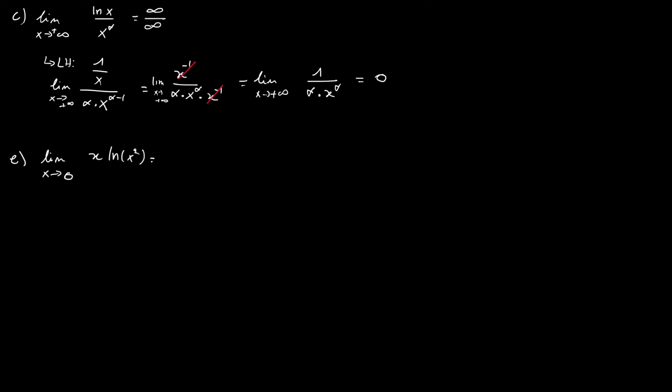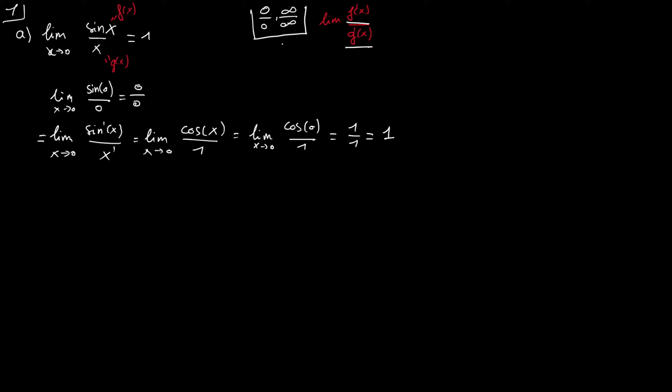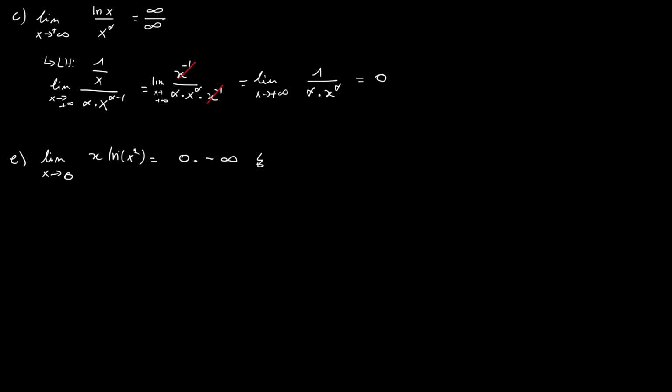Well, if we insert a 0, we get 0 times ln approaching 0. Well, what do we get? We get negative infinity, which is not defined. And this is a problem because this is not one of those two forms. But if you look at the theory overview, it means that we can convert it in such a way that we do end up with such a form. So how would we do that?